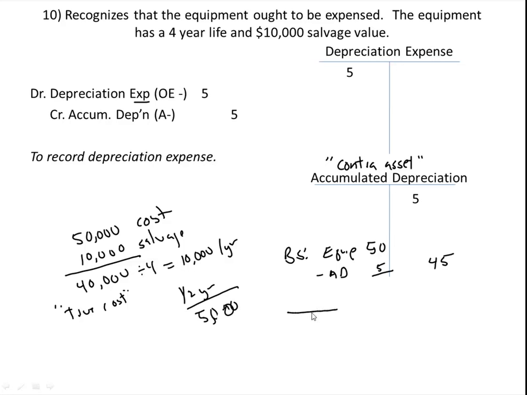If we wanted to look at it from a general ledger standpoint, we could look at it like this. Here's our equipment account. Here's our accumulated depreciation account. We've got 50 over here. We've got 5 over there. Together, they're a net 45 debit.